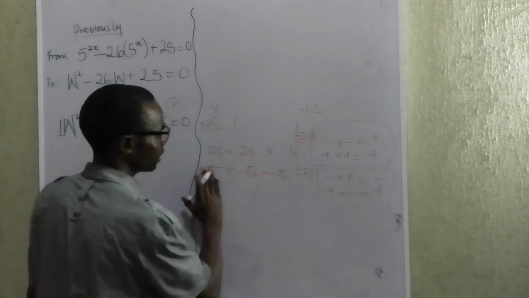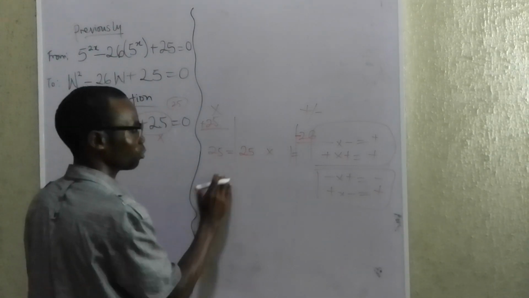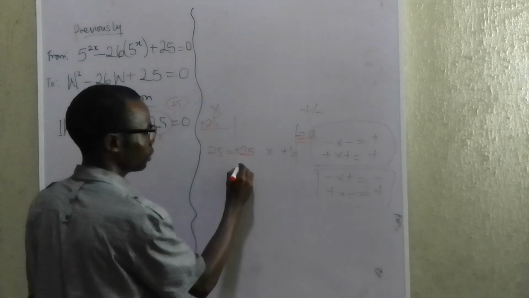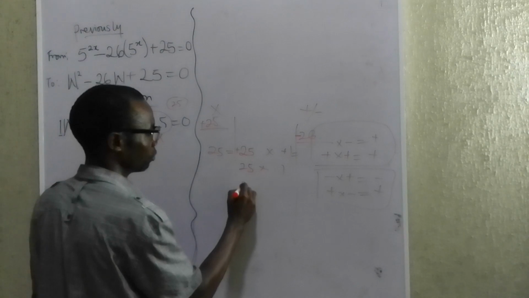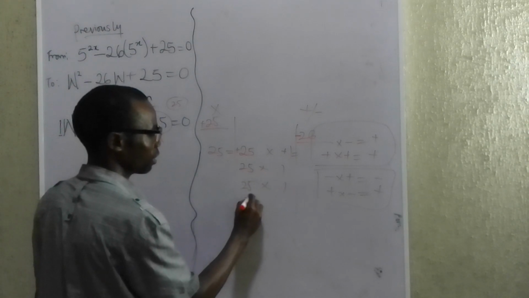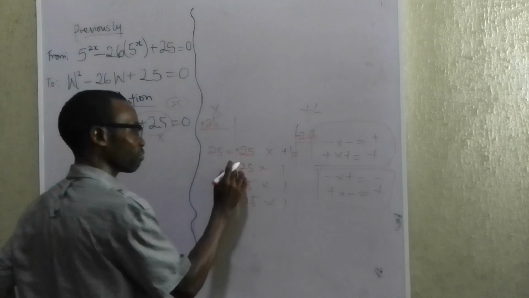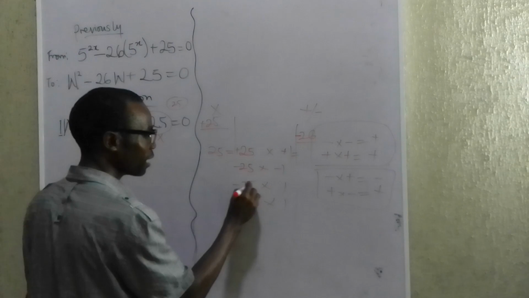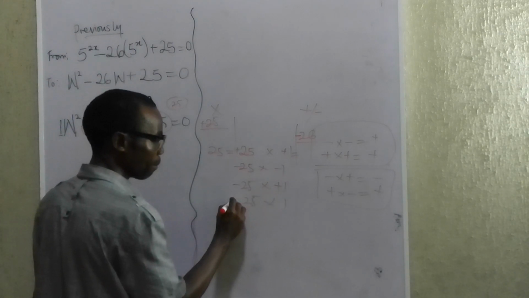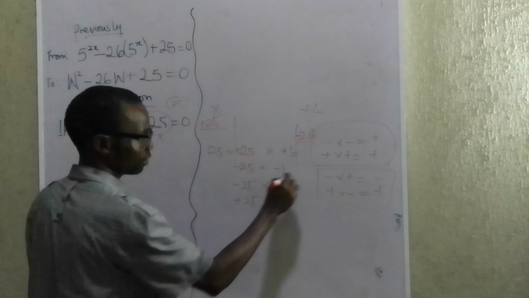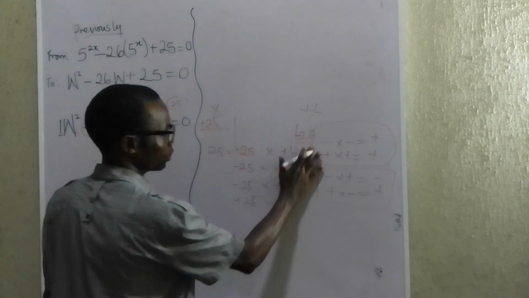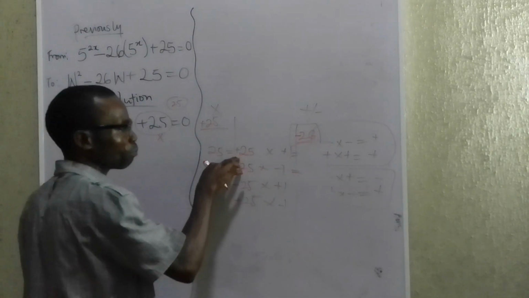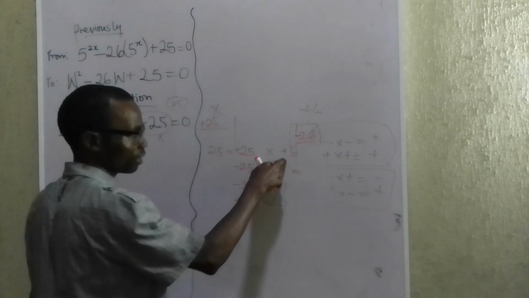Now, let's go. If I use this variant, let's bring them all out. What are the variants? We have 25 times 1. Let's say plus 25 plus 25. 25 times 1. 25 plus plus, minus minus, minus plus, and plus minus. Let's see which will give us minus 26. Let's go. Plus 25 plus 1.